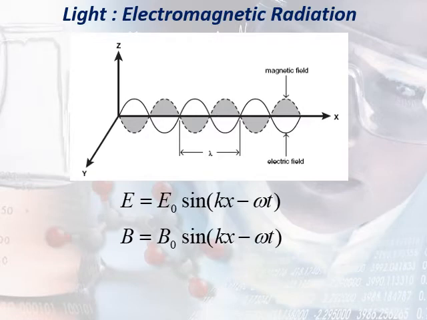Here E is the electric field intensity at any instant of time, E0 is the amplitude of electric field variation. Similarly, B is the magnetic field intensity at any instant of time, B0 is the amplitude of magnetic field variation. k is the wave vector, and omega is the angular frequency. Nu and lambda are frequency and wavelength, respectively.